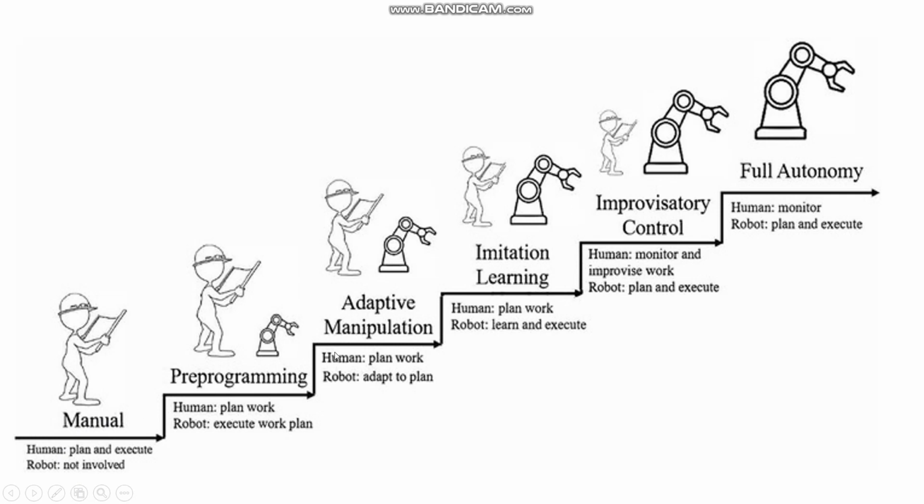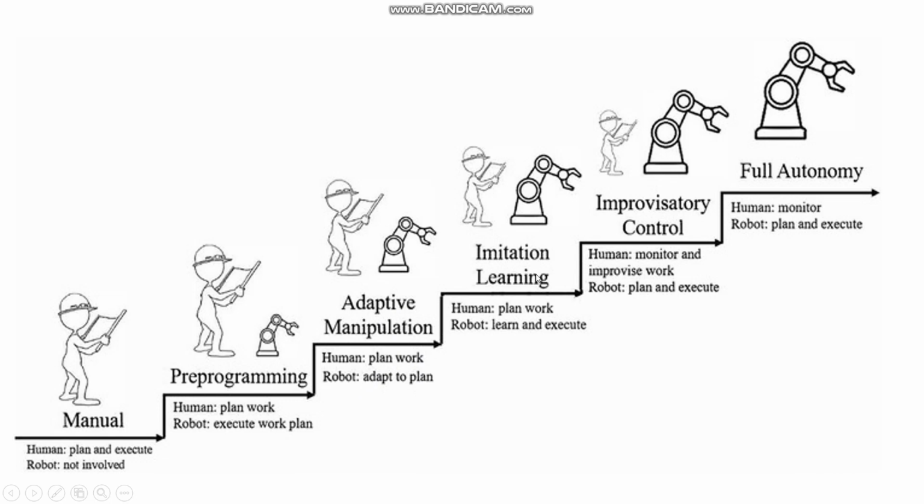Here you have manual, pre-programming, adaptive learning, improvised control, and full autonomy. Here, human and robot both are there. Here, planning and execution are done by the human. The robot acts as a material handling device. Coming to pre-programming, the human will plan the work, and the robot will execute the plan. Third category, adaptive: the human will plan the work, and the robot will adapt to the plan.